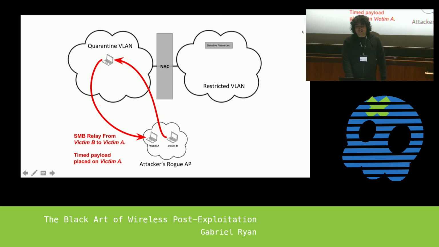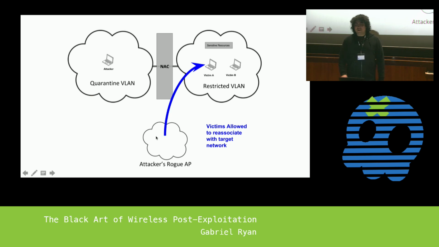And what that lets us do is instantaneously place a timed payload on one of the victim devices. Kill the rogue AP, that allows the devices to reassociate with the target network. They're moved to the restricted VLAN, and we just wait for the reverse shell, like before.